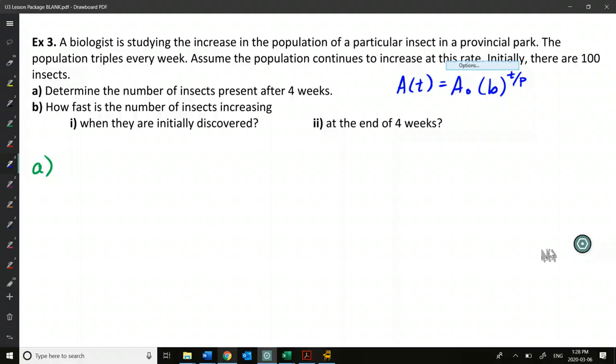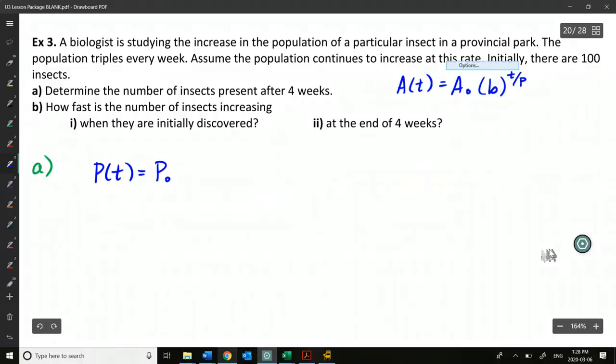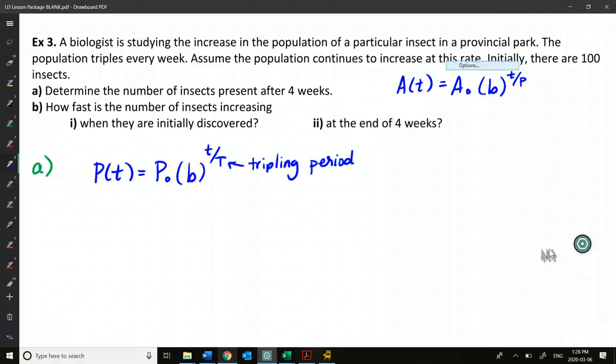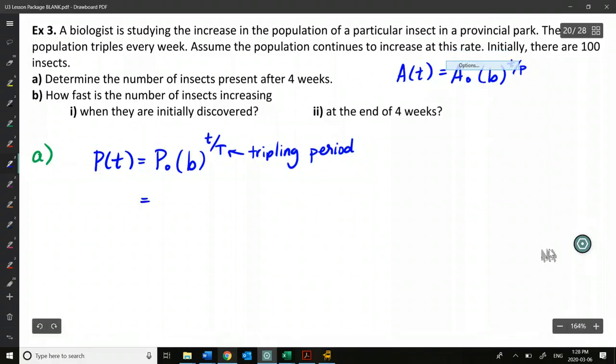Okay, so in our case here, we're studying population, so perhaps we can call this P at t, population at time. And we're going to put in the initial population here. We're going to put in the growth or decay rate for B. And then we're going to put in, maybe I won't use capital P here, we'll put in capital T, which will be the tripling period. You should know how to create these formulas at this point. We've been doing this since grade 11.